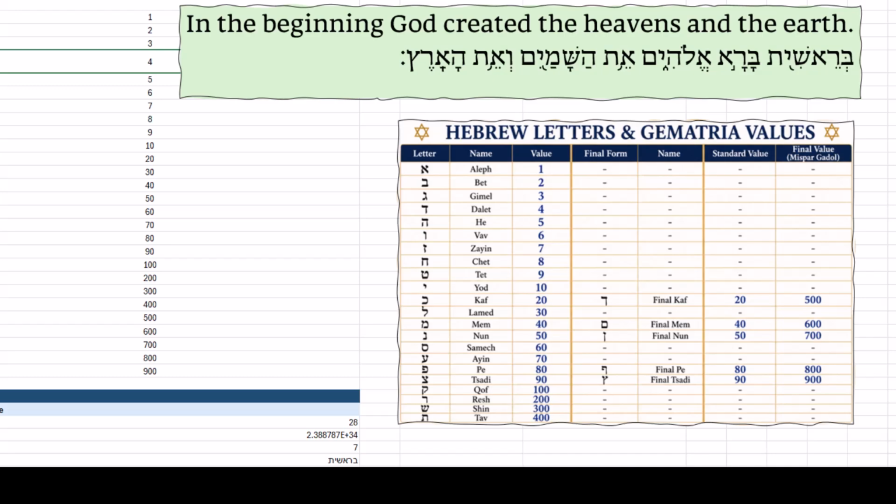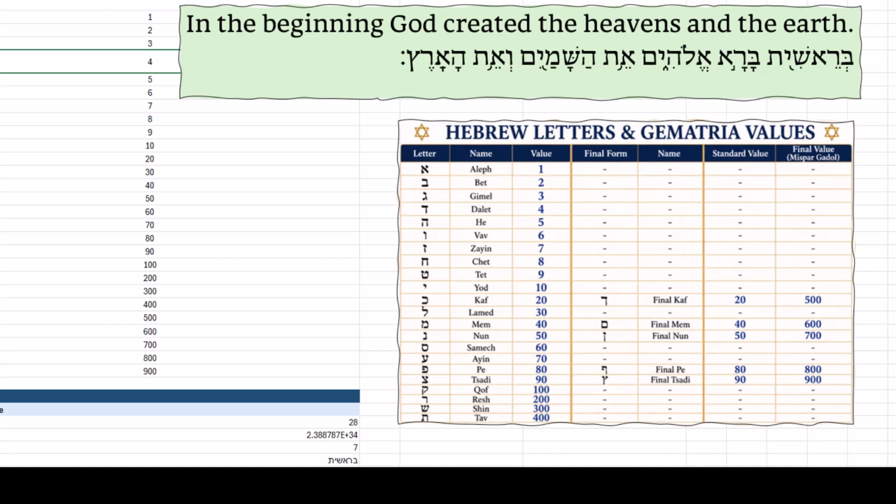you can see that we have this letter Qaf. And Qaf looks one way. It looks like a backwards C when it's written in Hebrew. But then if it's at the end of a word, it takes on a little different look. So it looks just like a shepherd's crook. And this is called a final form letter, final Qaf. Well, if I have a Qaf in a regular Hebrew sentence and it's not at the end, it gets a point value of 20. But if I'm using mispar gadol, it gets a value of 500.